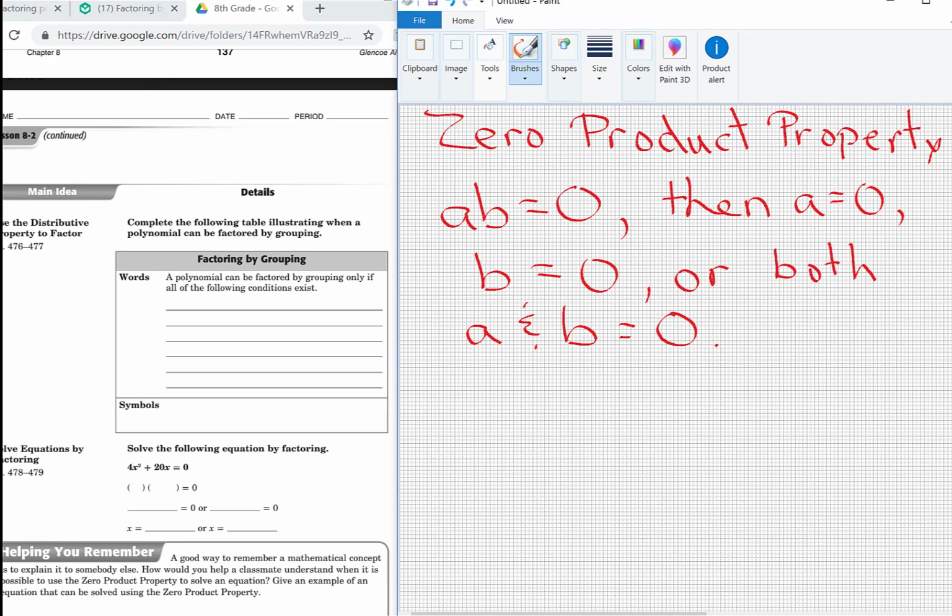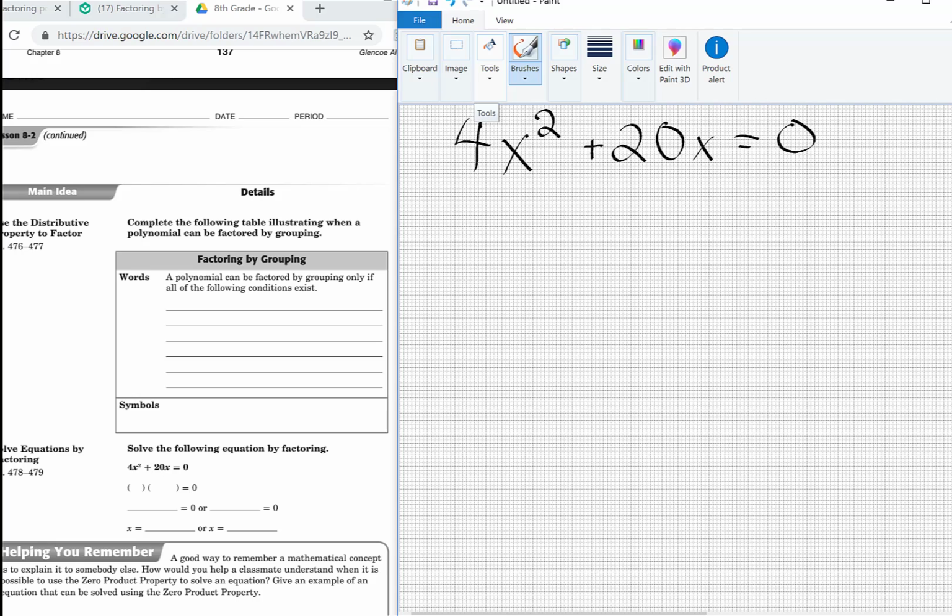is by first factoring out what we can factor out. So in this case, I don't have to group. I can just factor out because they have a common factor. The greatest common factor here would be 4x. So we factor that out, and we end up with 4x times x plus 5, and that equals 0.